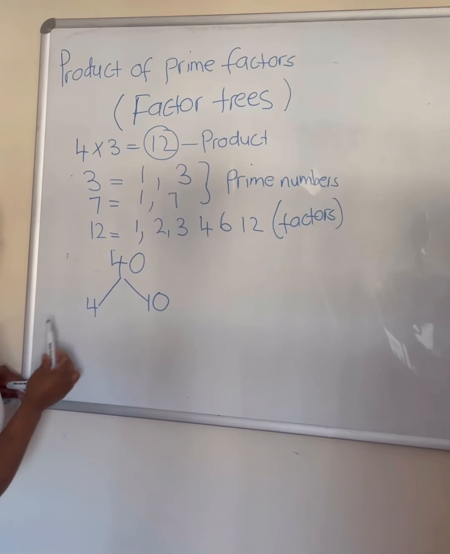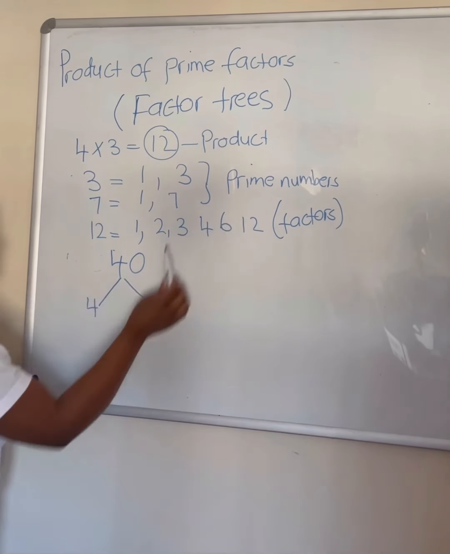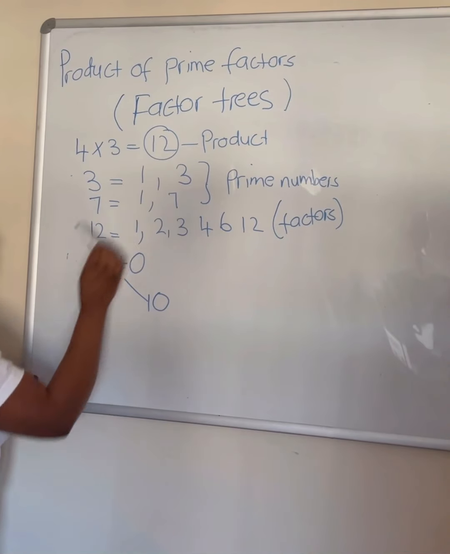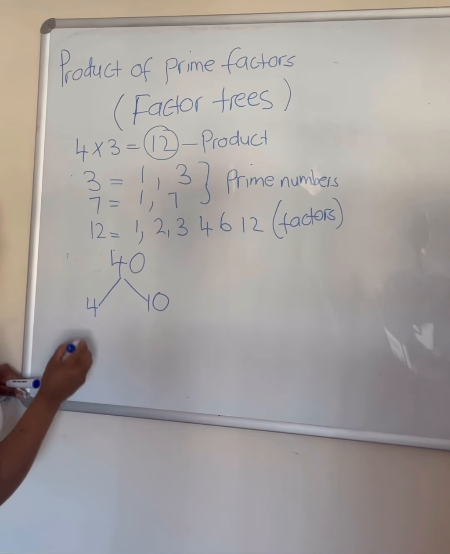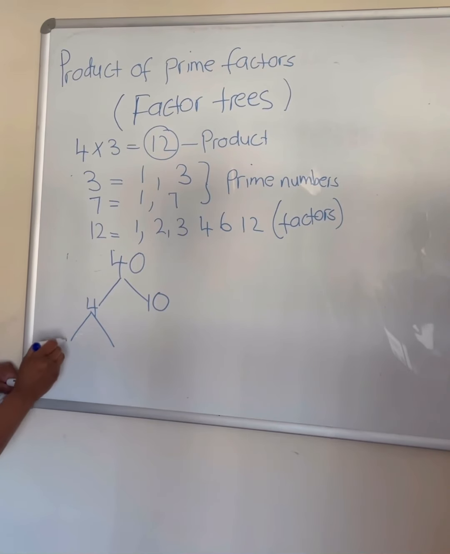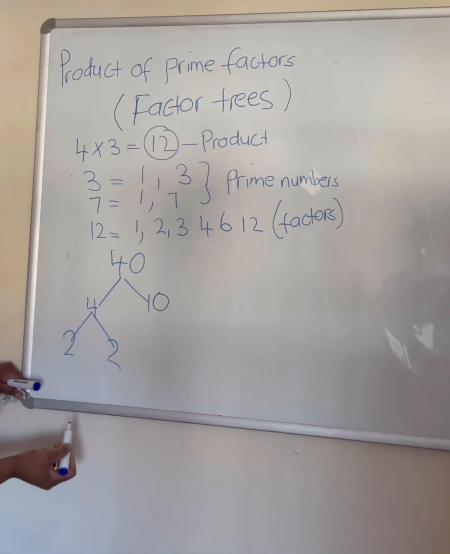Then I would look at these numbers. Is 4 a prime number? We said a prime number has 1 and itself as factors. 4, we have 1, we have 2, we have 4, which can go into 4. So 4 is not a prime number. So I need to make 2 branches again, because I haven't got a prime number. Then 2 times 2 will give me 4.